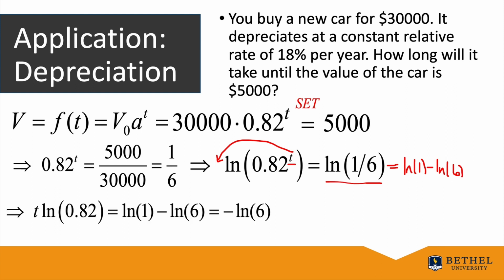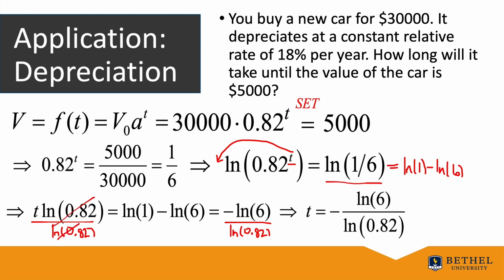This equation is linear in t and therefore easily solvable. We can just divide both sides by the natural log of 0.82 and cancel it on the left. Our final answer is t equals negative natural log of 6 divided by natural log of 0.82, which is actually a positive number.